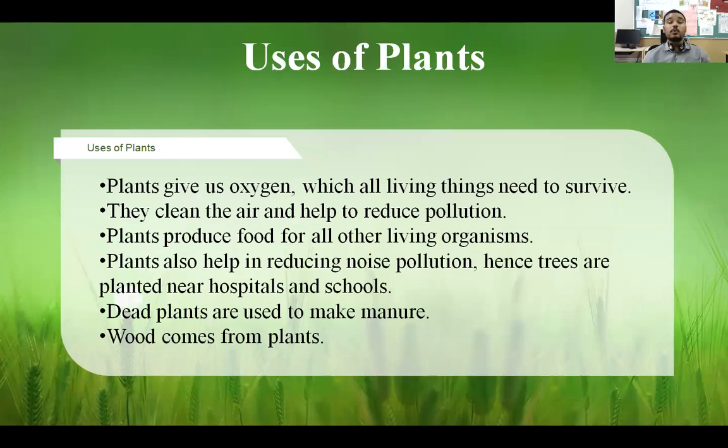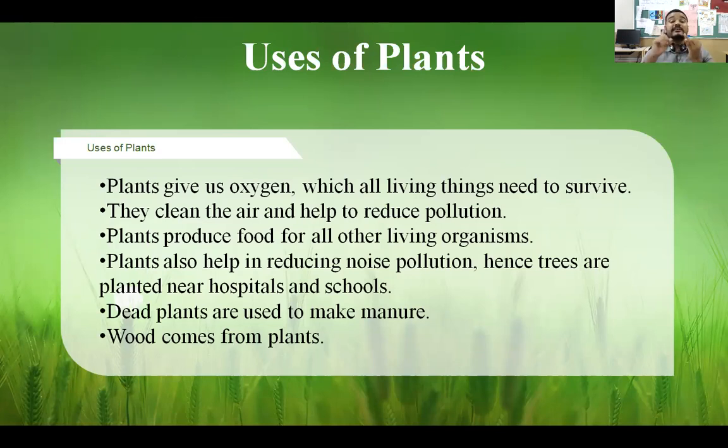Now we will see what the uses of a plant are. Yes, you know many of them. The first one is that it gives oxygen to us. How do they give oxygen? In the process of photosynthesis. Photosynthesis is the process of making food using water, sunlight, and carbon dioxide, and during that process, it releases oxygen. And we need oxygen. Without oxygen, can we survive? No, we cannot survive without oxygen.